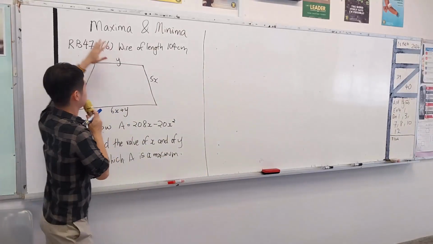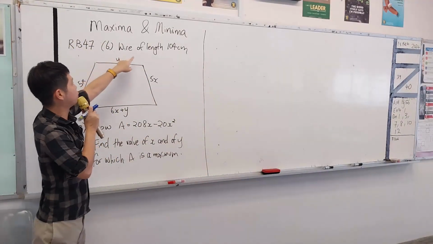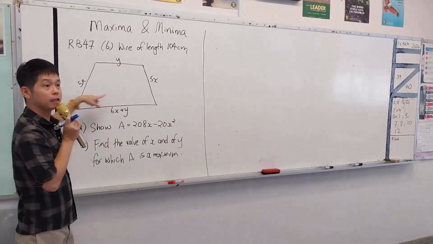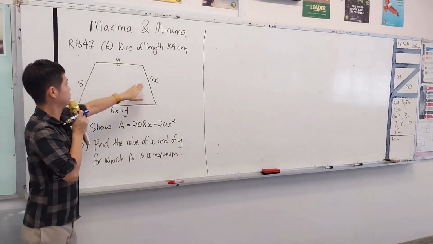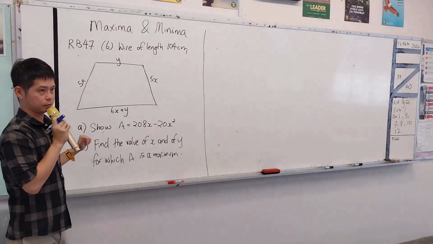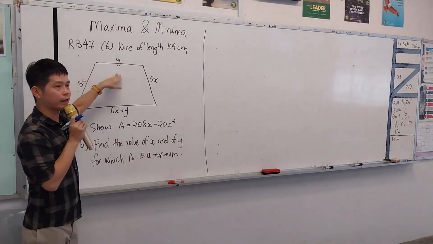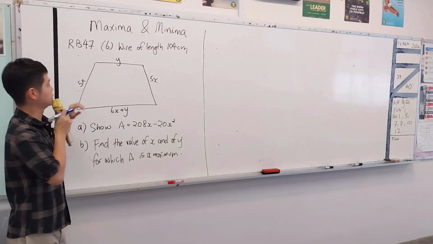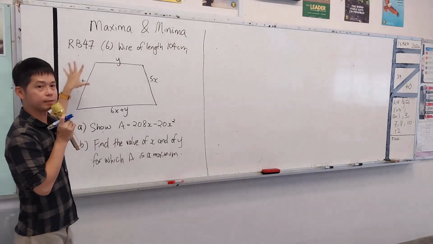Okay, the scenario goes like this. I have a wire that's 104 centimeters. I want to bend it into a trapezium with these variables. So what x and y values can I have such that the area will be a maximum?